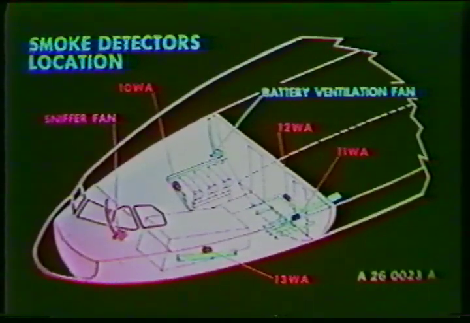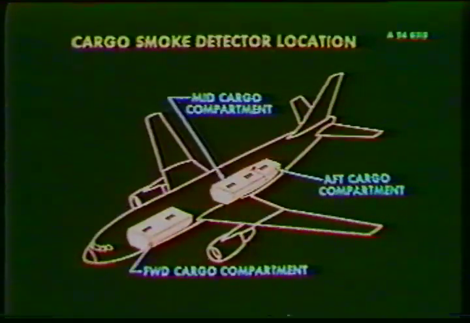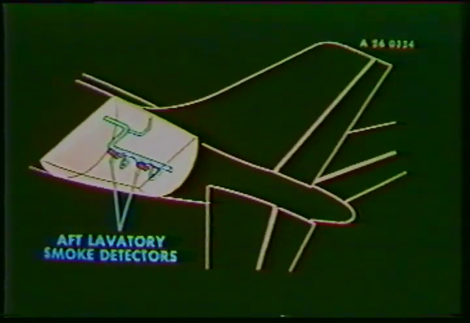The smoke detectors are fitted on the air extraction duct or installed within the cargo compartments. The smoke detection system consists of 4 smoke detectors installed in the avionics compartment. 2 smoke detectors are located in each cargo compartment. 1 smoke detector is located in the forward lavatory and 2 in the aft lavatory vent ducting.